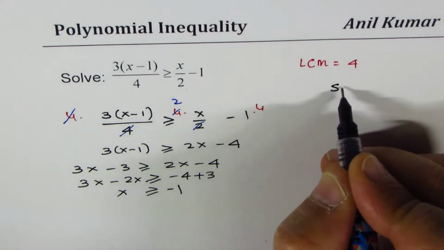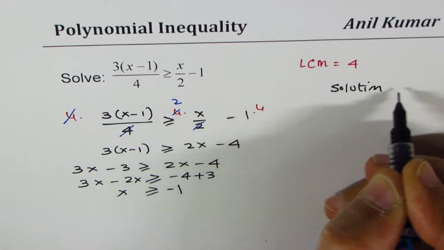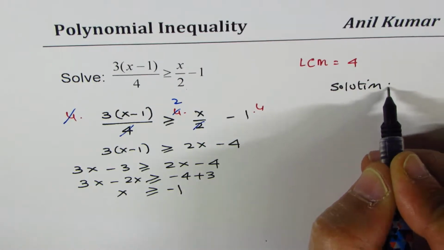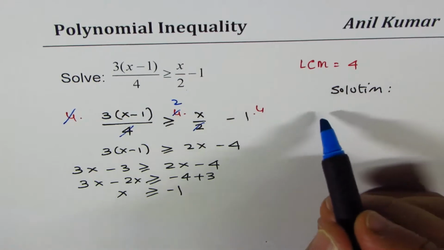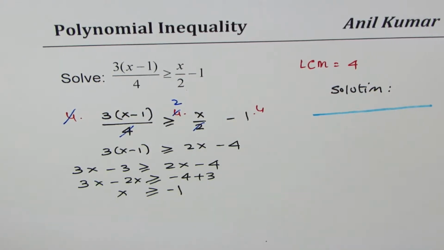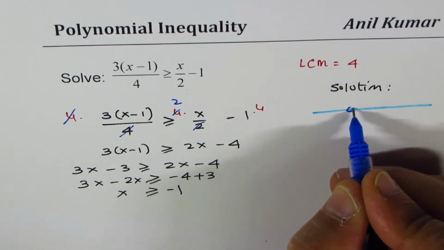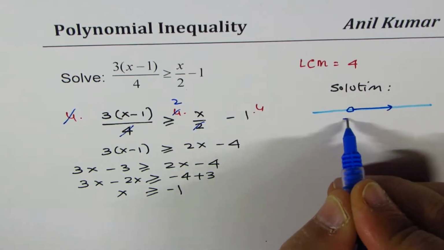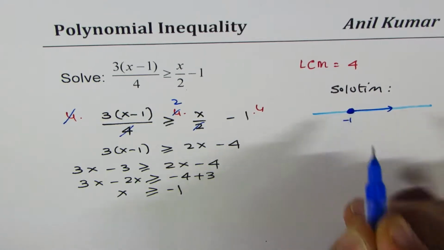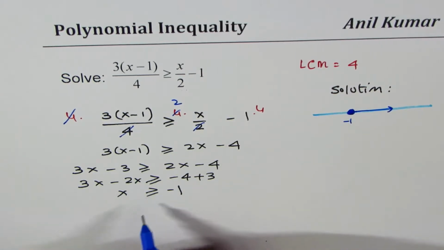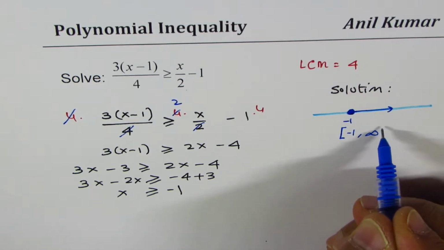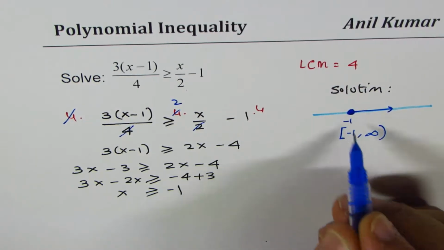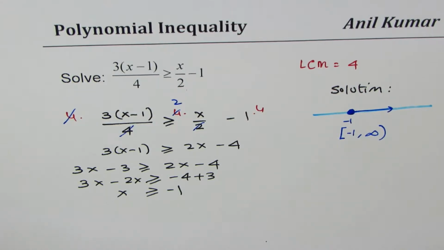So we can write down the solution in a number of ways. One could be on a number line. Sometimes it is specified in the question. In this case we have x is greater than or equal to minus 1. So let this be minus 1, and we have to fill it in since this is equal to also. Or you could write this as minus 1 to infinity in interval notation, right? So that is how you could solve it.